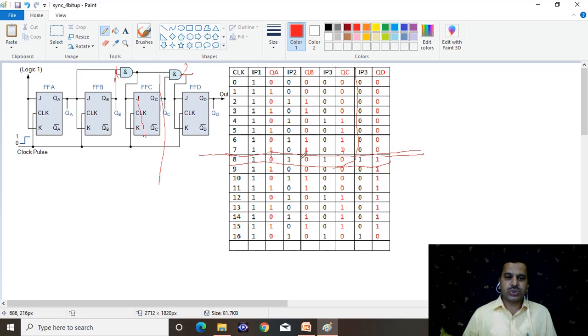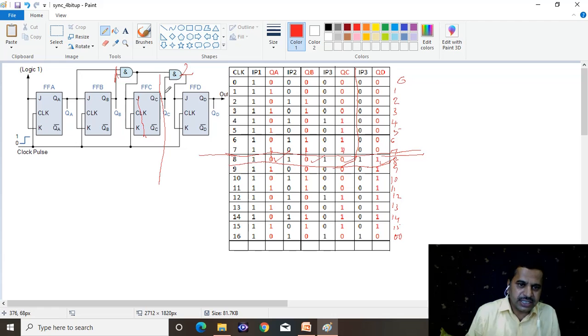Then when it goes to the 8th clock cycle, the first 3 flip-flops will become 0 0 0, so the 4th one becomes 1. That is, we are getting decimal 8. That is 0 1 2 3 4 5 6 7 8 9 10 11 12 13 14 15, and again 0 0 0 0 that you are getting here.